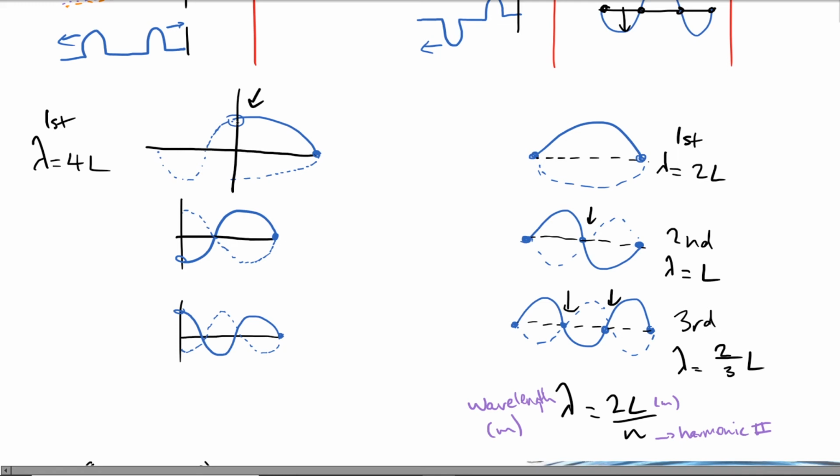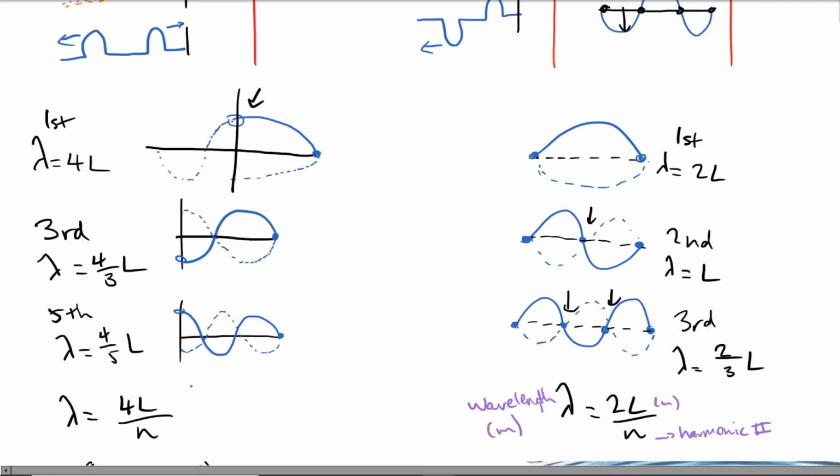And as you can see, if the string was longer, this is where the rest of the wave would be. This is the third harmonic, and we have lambda is 4/3 of the length. This is the fifth harmonic, where lambda is 4/5 of the length. So in general, we have lambda is 4 times the length over N. Again, this is for strings that are free at one end.